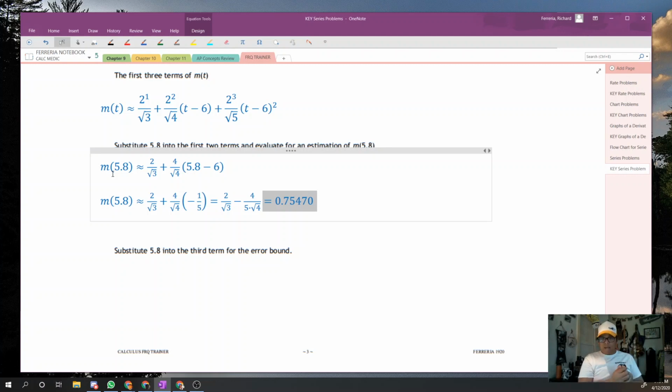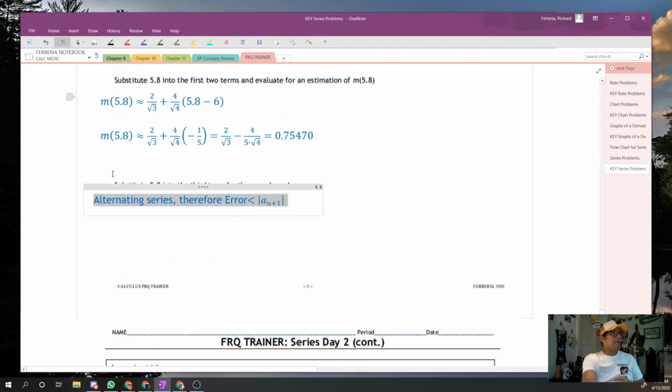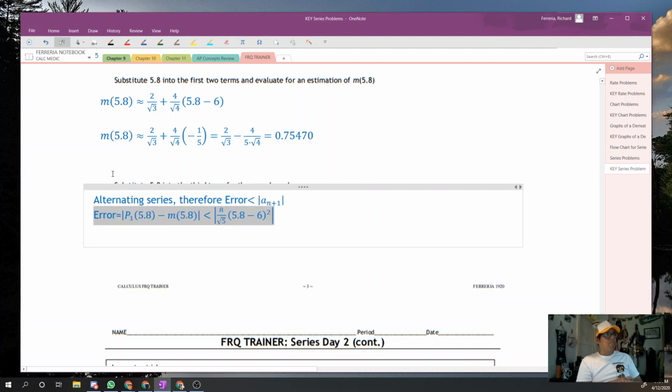Okay, for the error bound, let's substitute 5.8 into that third term, the first unused term, and let's get an absolute value of that. In an alternating series, the error is always less than the absolute value of the next term of the series. And by next term, we mean the next term when you substitute 5.8. It's always going to be a number. It's not going to be an expression. So we're substituting 5.8 into the very next term of the series.